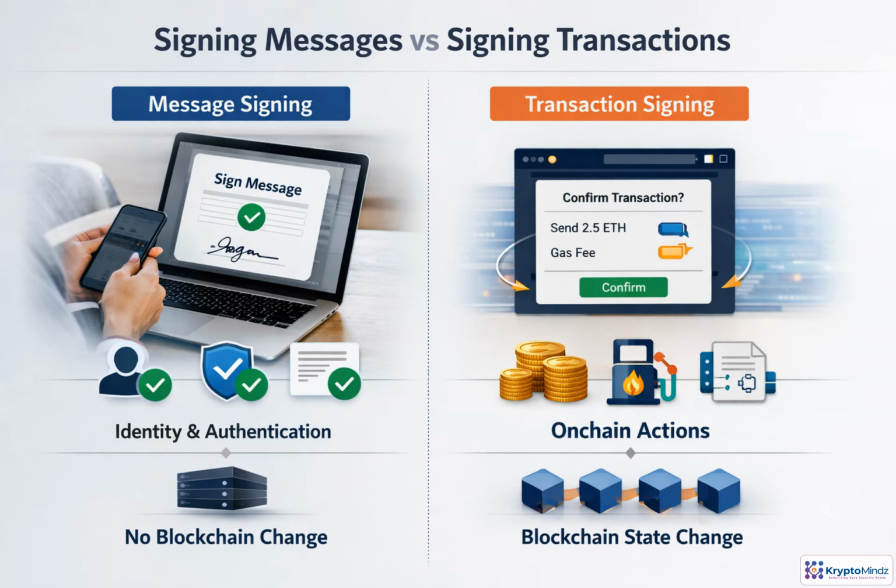Message signing and transaction signing serve different purposes. Signing a message is usually a proof: I control this wallet, or I agree to this off-chain statement. It is common for logins, attestations, and approvals that do not change blockchain state by themselves. Signing a transaction authorizes executable on-chain action, such as sending ETH, paying gas, or calling a contract. Treat transaction signatures as higher risk, because their effects can be immediate and irreversible.